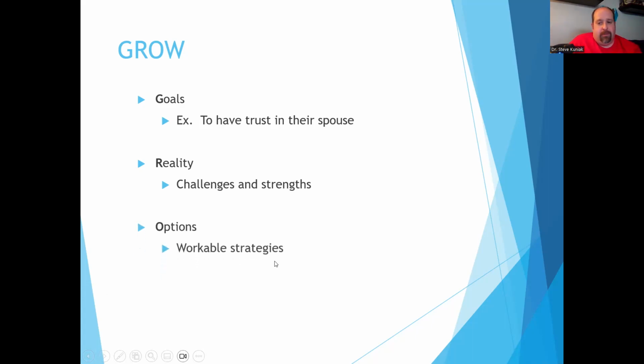Options. So, what's realistic? Let's talk about this: this is the goal that you want, but maybe your partner doesn't want to trust you, or maybe that's gone. What do we do? What's real that we can accomplish? And then, what do you bring to the table to do this?